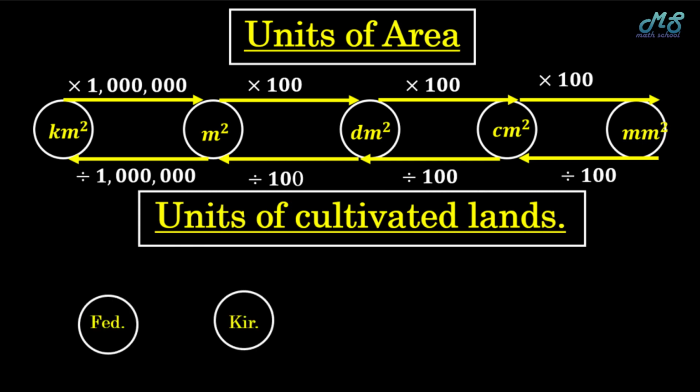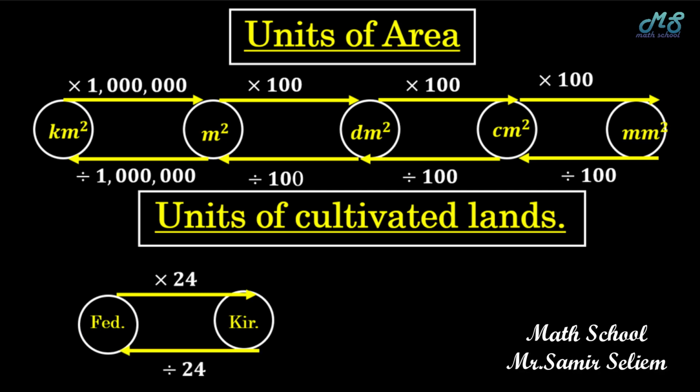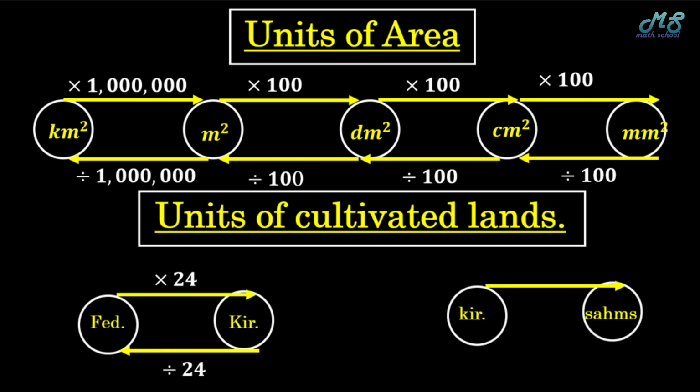1 feddan equals 24 kirats. From feddans to kirats, we multiply by 24. From kirats to feddans, we divide by 24. Kirat and sahm, the same relation. From kirat to sahm, we multiply by 24. From sahm to kirat, we divide by 24.